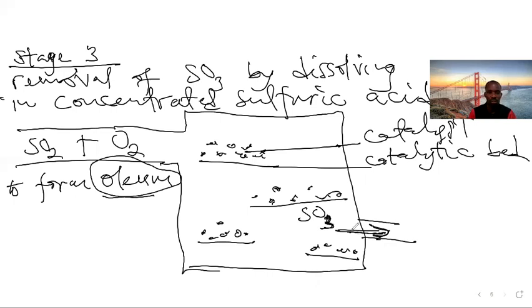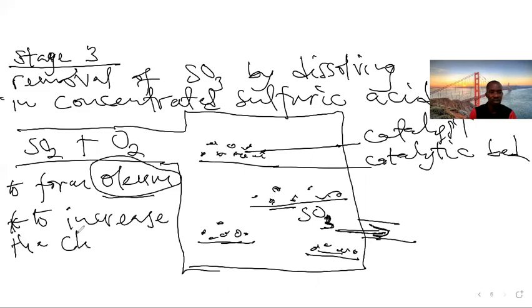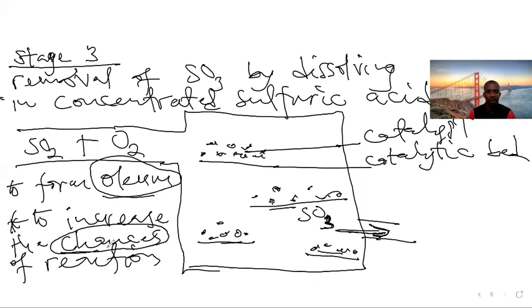Now there's a beautiful question you need to ask. First question: why do we have so many catalytic beds? We have so many catalytic beds to increase the chances of reaction. We have so many catalytic beds just because we want no excuses. There are no excuses. Okay, that's what happens. So we dissolve in sulfuric acid to form oleum.